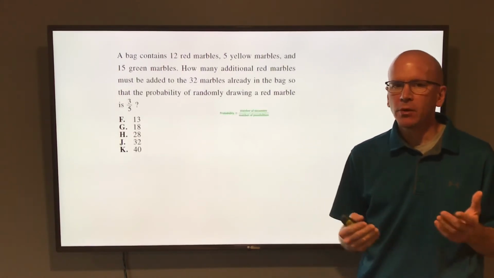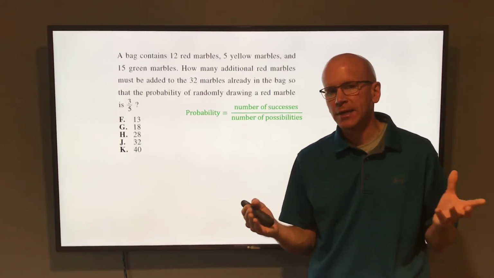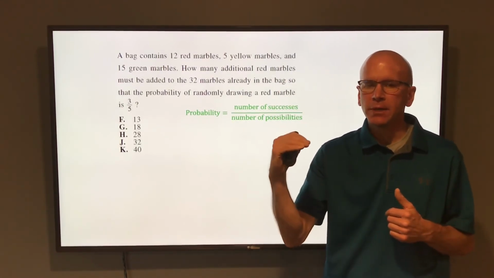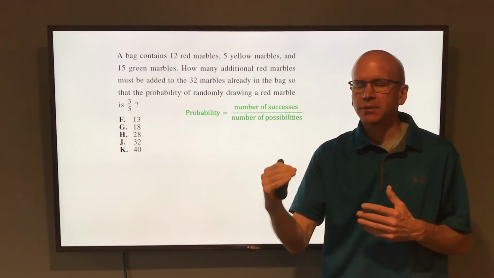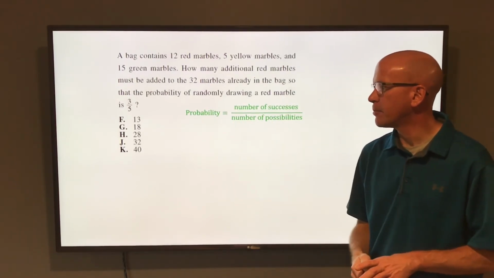Well, the meaning of probability is the number of successes over the number of possibilities. You think of flipping a coin, the probability of getting tails would be 1 out of 2 because there is 1 tails and 2 possibilities or 2 choices on a coin. So the probability is number of successes over number of possibilities.